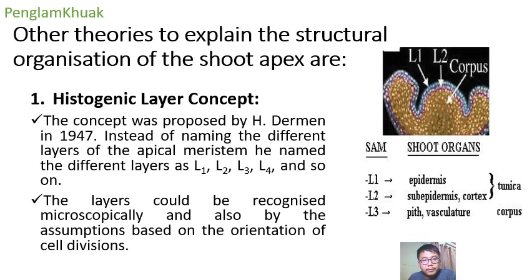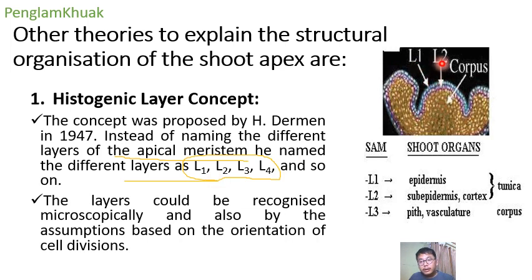Other than the three theories which we already explained, there are other theories to explain the structural organization of the shoot apex or shoot apical meristem. Number one, that is the histogenic layer concept. It was proposed by H. Korn in the year 1947. So instead of naming the different layers of the apical meristem, he named the different layers as L1, L2, L3 and L4 and so on.